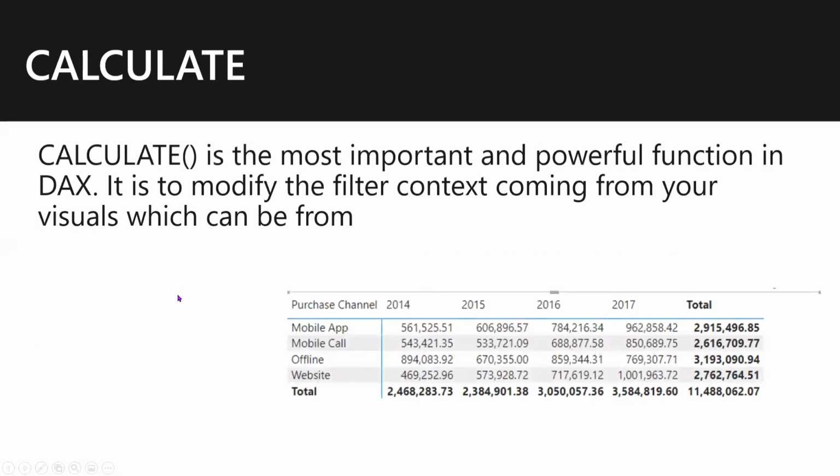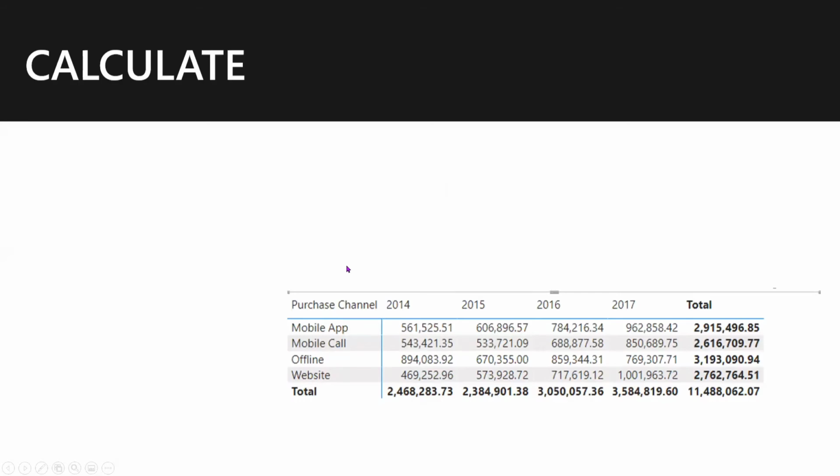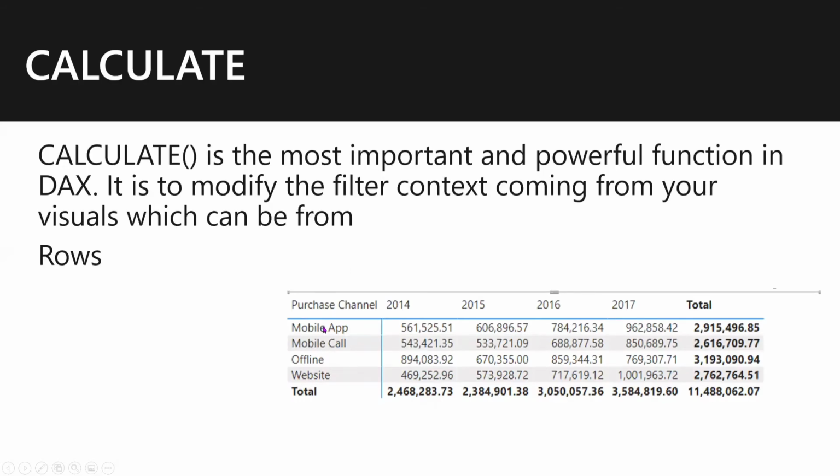Again, CALCULATE is a very important and powerful function. We use it to modify the filter context coming from your visuals. The filter coming from our visuals can be rows. It can be a row. In this particular case, we have a row filter context. We can also have a column filter context. We can have a filter, like a slicer. So a filter context can also come from there.